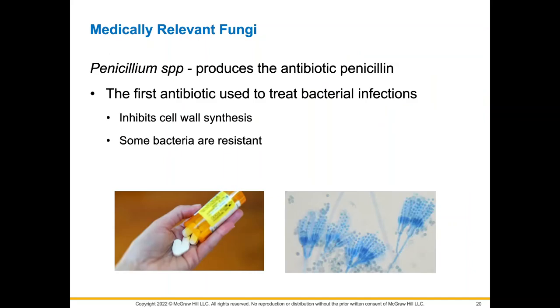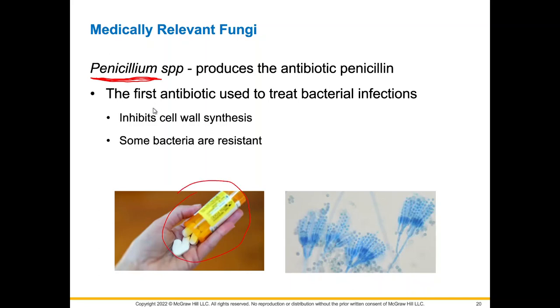Next, penicillium. This provides our antibiotic penicillin. So interesting, it's actually a fungus that makes that antibiotic. And that fungus is called Penicillium species. That's the genus, excuse me. But they produce penicillin. This was the first antibiotic used to treat bacterial infections, and now we can, of course, purchase it in a pill form.